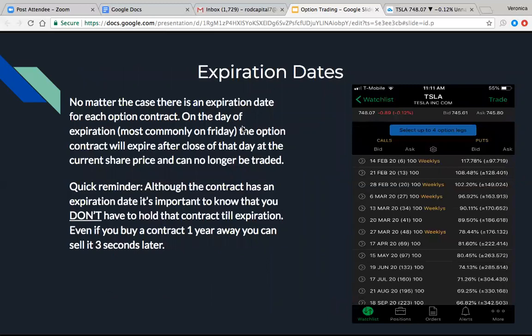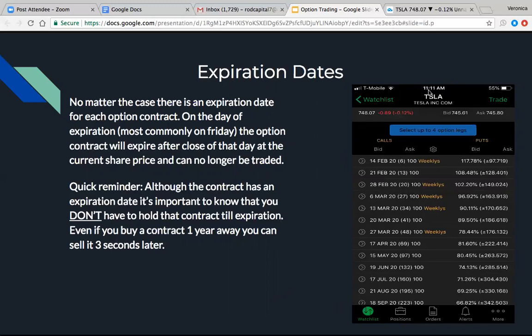Expiration dates. No matter the case, there is an expiration date for each option contract. On the day of the expiration, most commonly on Fridays, the option contract will expire after close of that day at the current share price and can no longer be traded. Quick reminder, although the contract has an expiration date, it's important to know that you don't have to hold that contract till expiration. Even if you were to, let's say, buy a contract 6 months, 8 months, a year out, you could sell that same contract 3-5 seconds later.